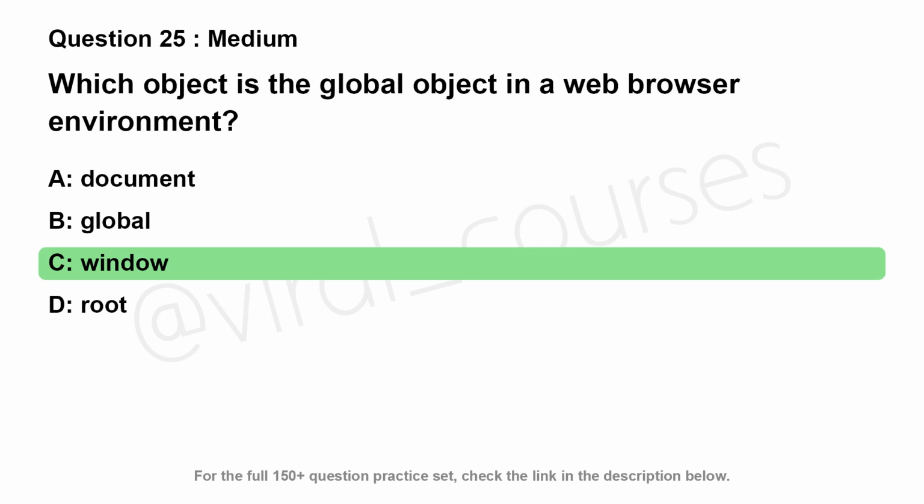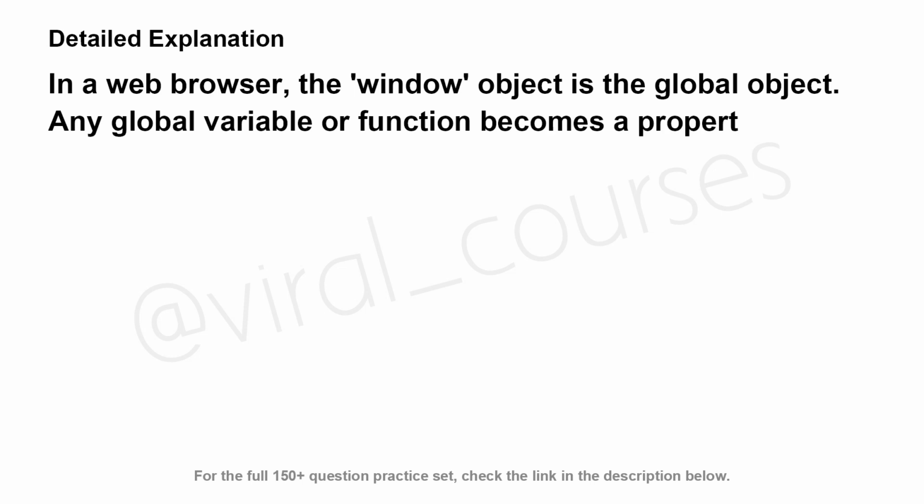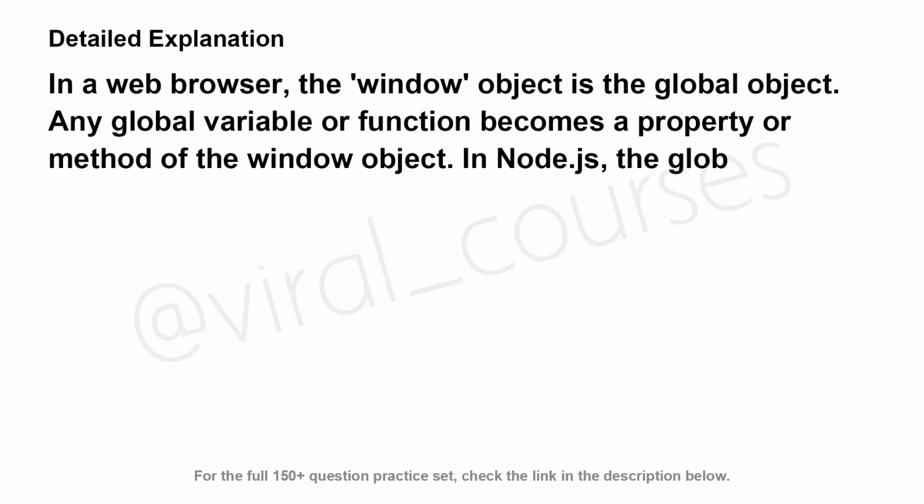The correct answer is C. In a web browser, the window object is the global object. Any global variable or function becomes a property or method of the window object. In Node.js, the global object is called global.